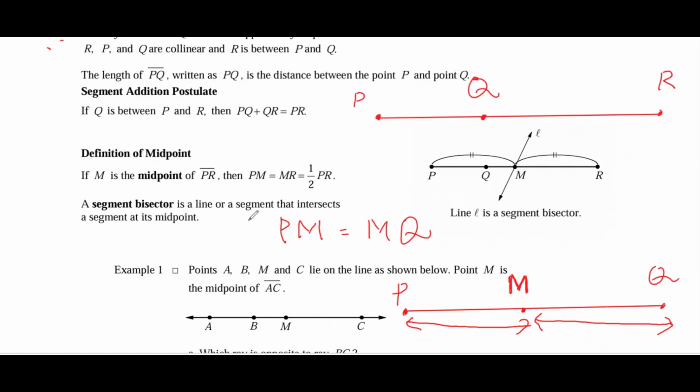In other words, we can say that if we are given the distance of PQ, for example, that it is 10 centimeters, and we have to find PM, then what do we do?